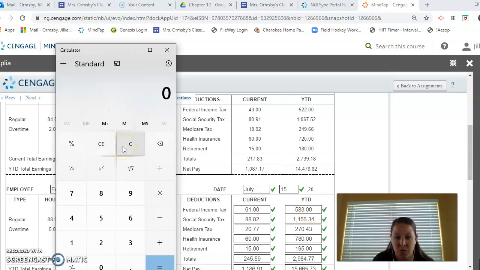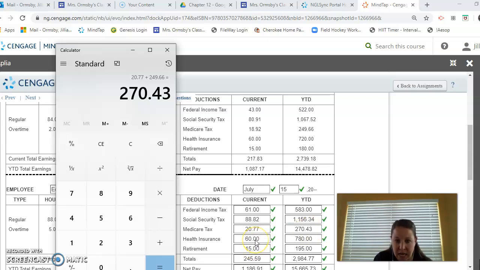We'll do the same thing. We're going to take our current Social Security tax, $88.82. We're going to add our previous year to date Social Security tax, $1,067.52. And that gives us $1,156.34. Our previous Medicare tax, our current Medicare tax with our previous year to date plus $249.66, $270.43. We'll do the same thing with health insurance.